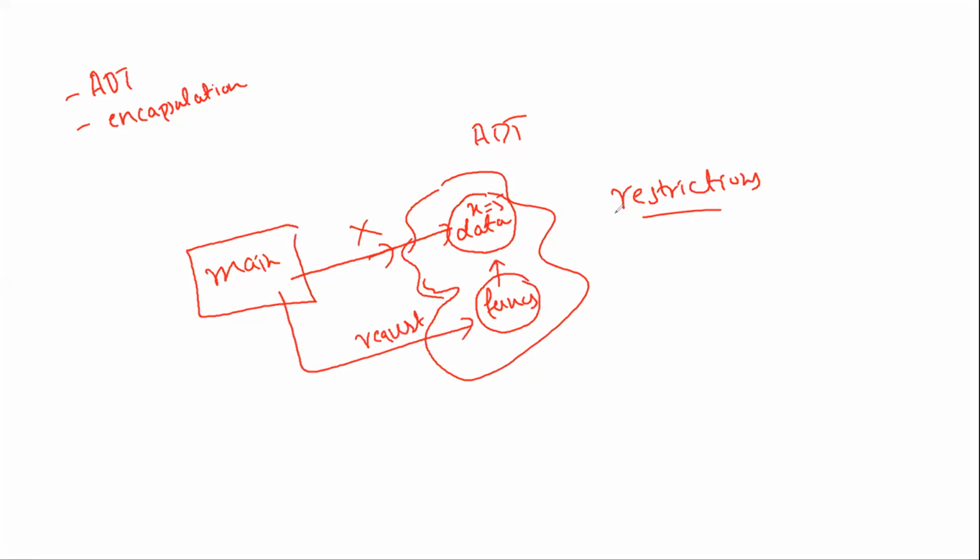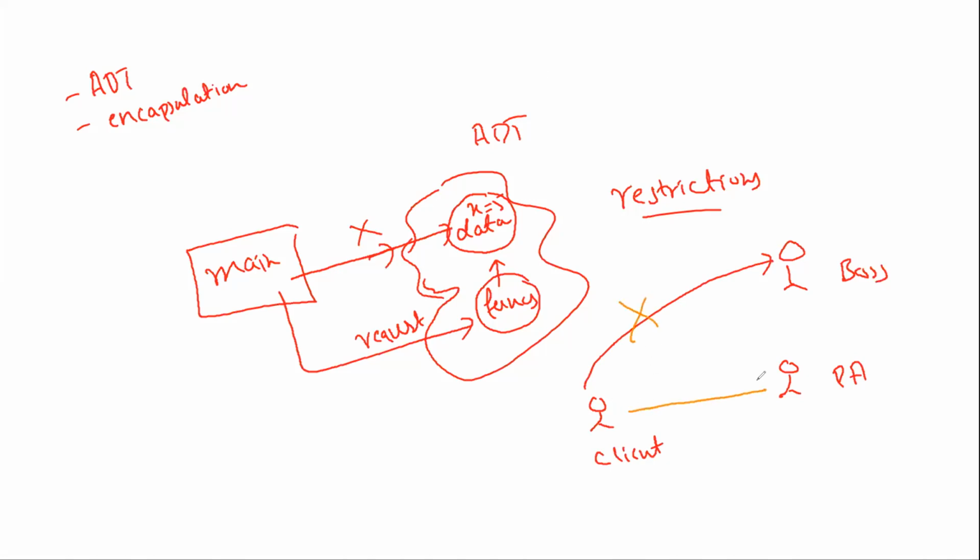Another example would be that suppose this is the boss, and maybe this is the PA, and this is some client. The client cannot directly go to the boss because we are saying this is not allowed. Whenever the client has a requirement or has to convey a message to the boss, the client will go to the PA, and the PA will contact the boss. Boss will respond back to the PA, and PA will get in touch with the client. So instead of directly accessing the boss, the client is requesting something through the PA.